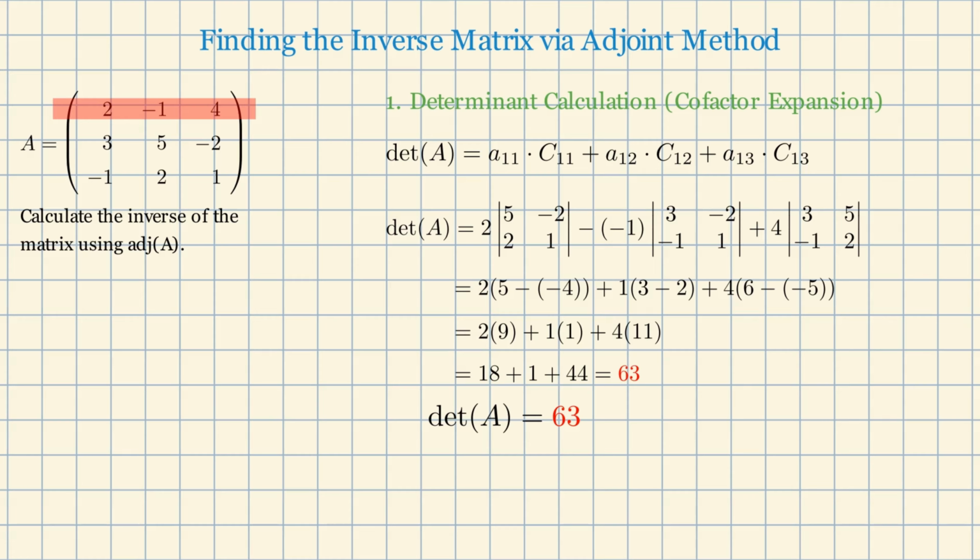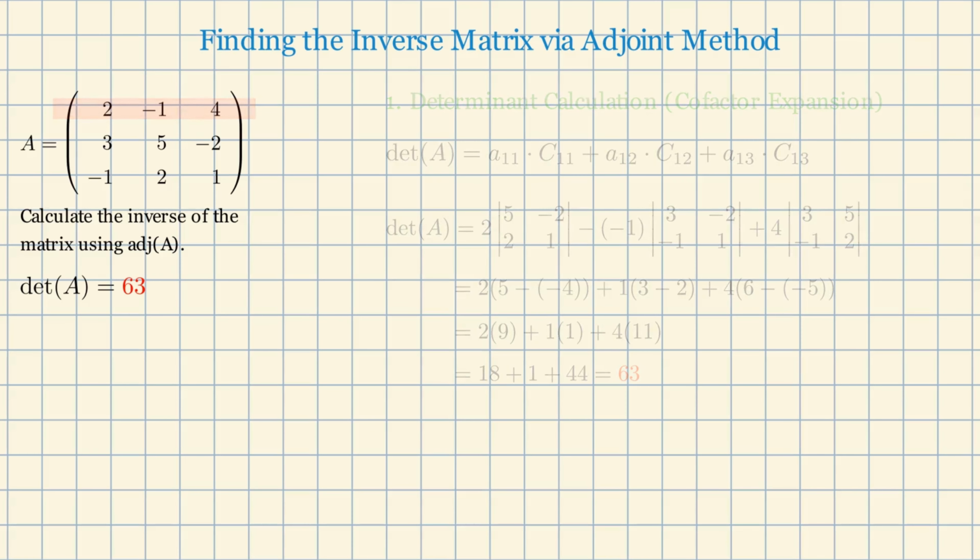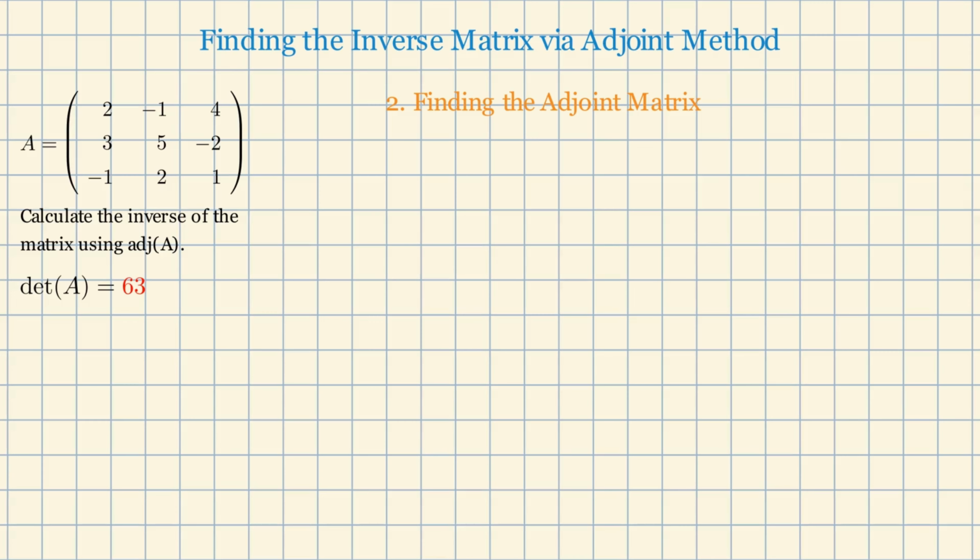We found 63. What would happen if the determinant was 0 here? If the determinant had been 0 here, the matrix would not have an inverse, but because the determinant is different from 0, it does have an inverse. Let's move on to the second step now, finding the adjoint matrix.